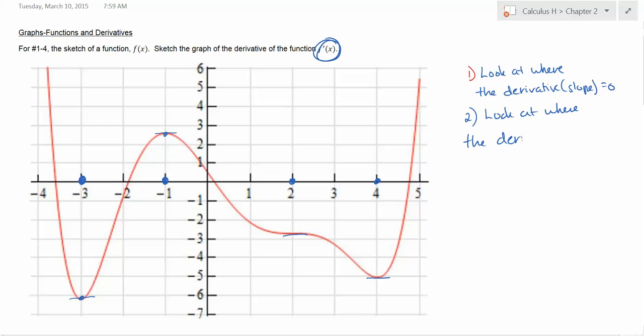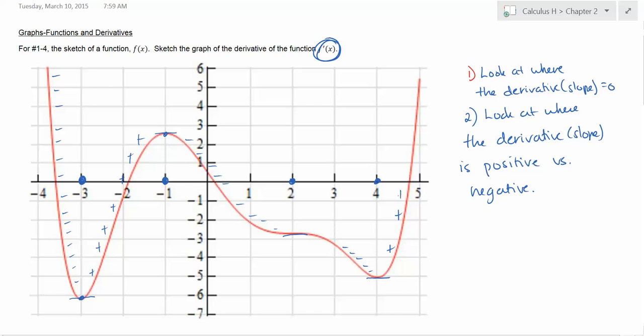The second step is go ahead and look at where the derivative, which is my slope, is positive versus negative. So you can see here before -3 my slope is negative, so I'm just going to put down that my slope is negative here. Okay, after -3 my slope becomes positive, and then my slope is negative again, still negative, and then after 4 it becomes positive again.